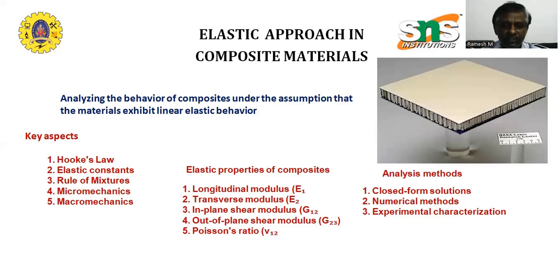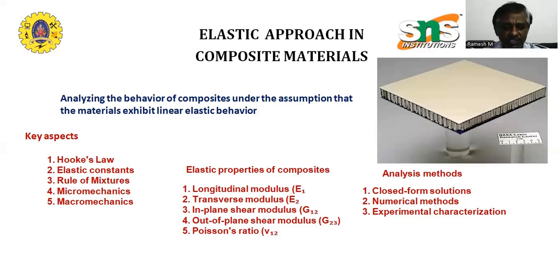Then damage and failure. Elastic analysis does not account for damage and failure mechanisms. Okay. Next one is material variability. Here composites exhibit material variability which affects the elastic properties. But we have already said that we have to have an assumption in the elastic approach: the materials should exhibit purely elastic behavior. We have an assumption, but in practical life it is not possible. So these are the challenges.